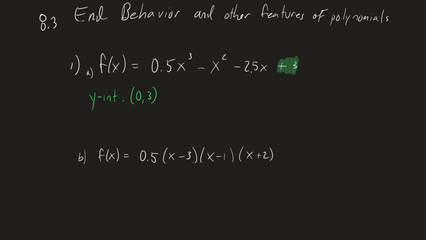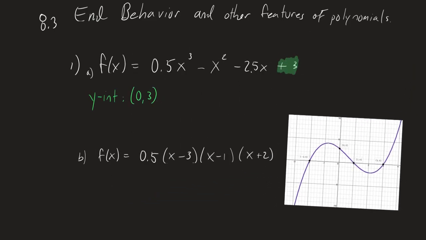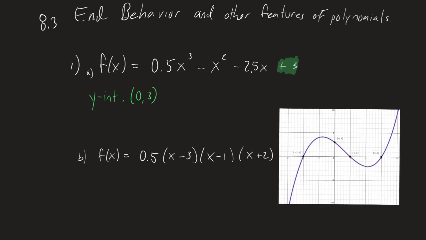And so I'm going to bring in the graph here for this one. Normally we don't want to have to look at the graph for this, but I want to just do that real quick. And so we can see, as we look at the graph, the left end is going down and the right end is going up. And so that's how I would describe the end behavior of this.